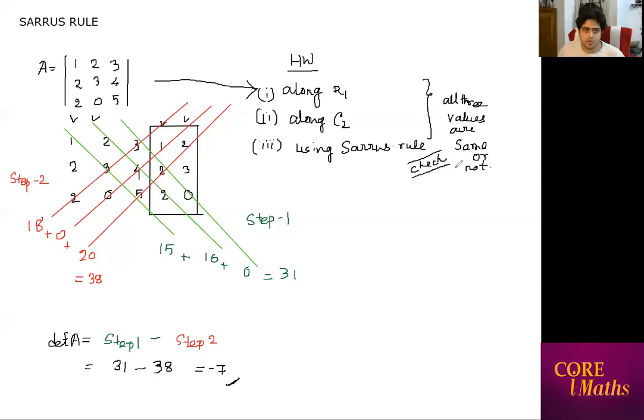So this will be your homework. You can easily apply Sarrus rule and you will solve it accordingly. Using Sarrus rule you can also solve. You can follow any row or any column to solve any 3 cross 3 order determinant.